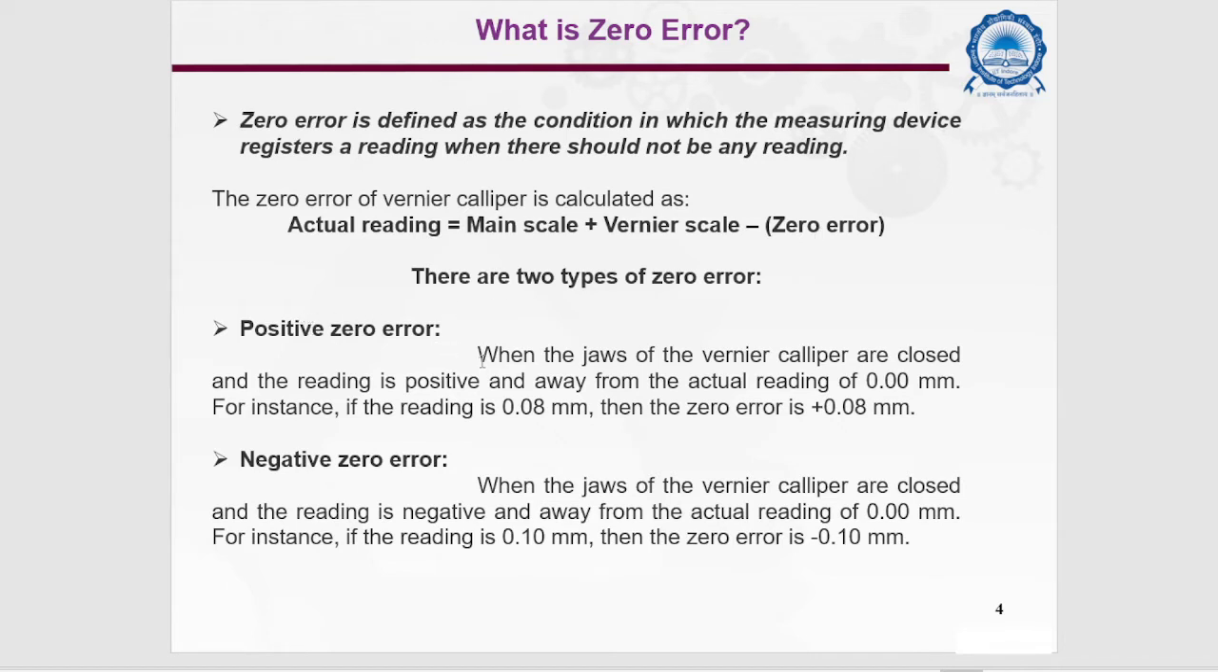Positive zero error: when the jaws of the vernier caliper are closed and the reading is positive, away from the actual reading of 0 mm. For instance, if the reading is 0.08 mm, then the zero error is plus 0.08 mm. Negative zero error: when the jaws of the vernier caliper are closed and the reading is negative, away from the actual reading of 0.00 mm. For instance, if the reading is minus 0.1 mm, then the zero error is minus 0.1 mm.